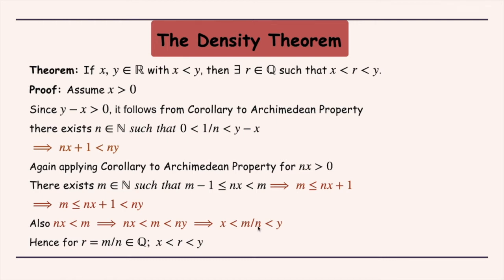So, we can divide by n and it is definitely positive as well. So, this ratio can be taken and this ratio lies between x and y. So, we have found a number m by n, which is definitely a rational number, such that it lies between x and y. So, that proves the statement of the density theorem for the set of rationals.